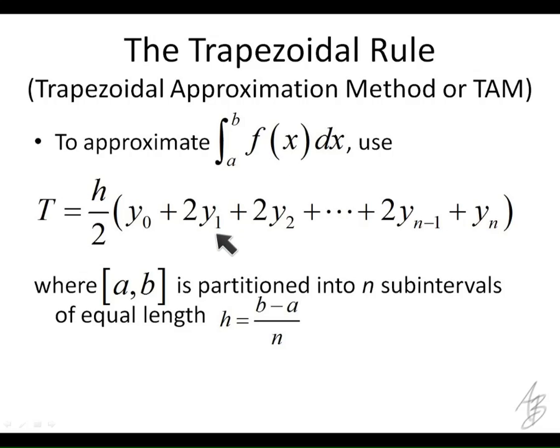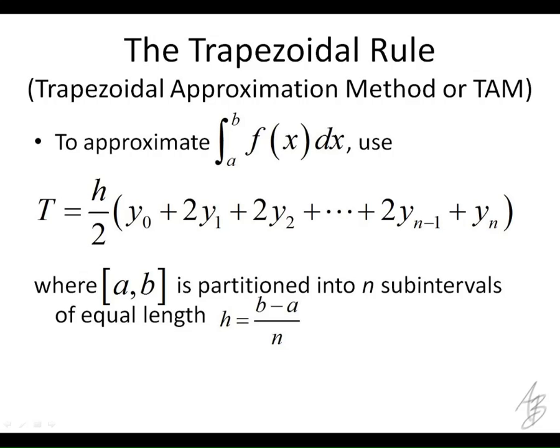We can do that by using this formula where the interval is partitioned into n subintervals of equal length, and we can find the width of each subinterval by taking the width of the entire interval and dividing by the number of rectangles. It's not immediately obvious why this formula works. Note that the first y value is not being multiplied by anything, and the last y value is not being multiplied by anything, but every value of the function in between is being multiplied by 2.